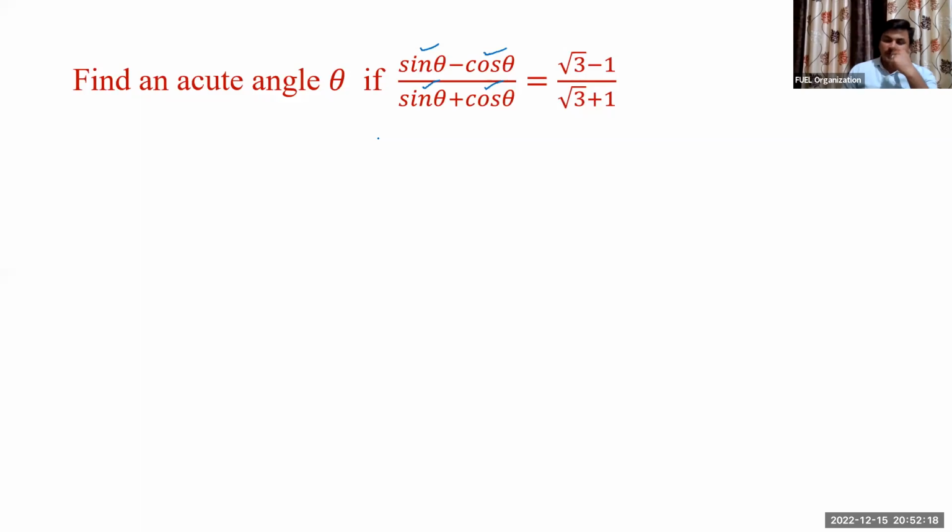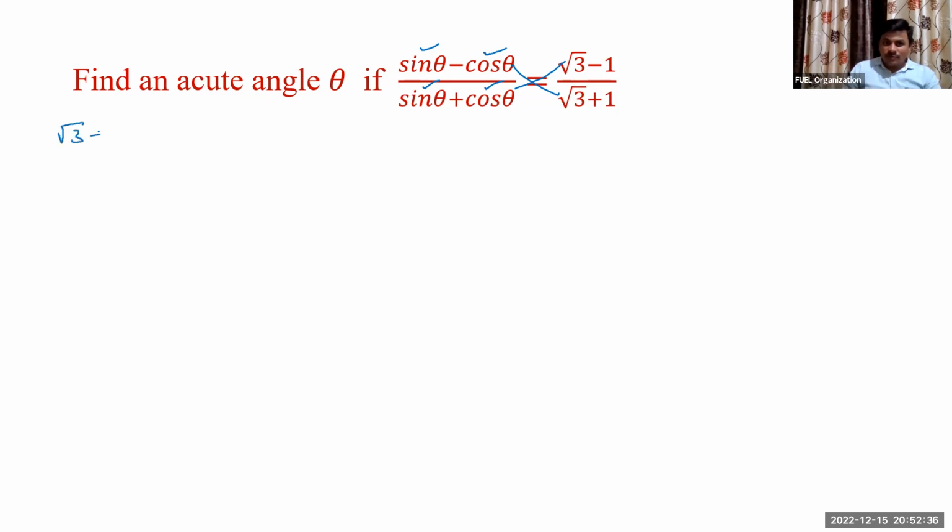We won't get it, no? Okay, then go ahead with the cross multiplication. Here also, children, same thing. First, you should do the cross multiplication. Do cross multiplication and simplify. Okay, I will do it. You just help me while doing the simplification.